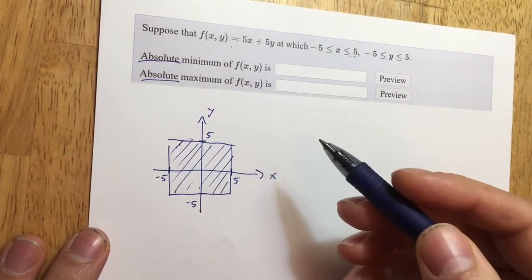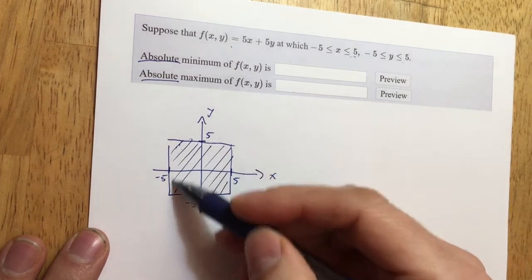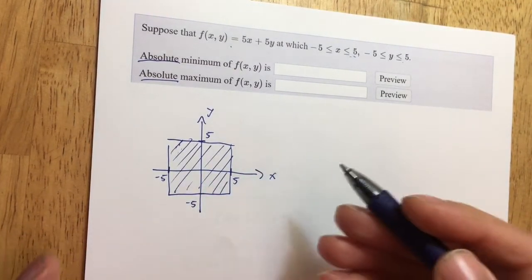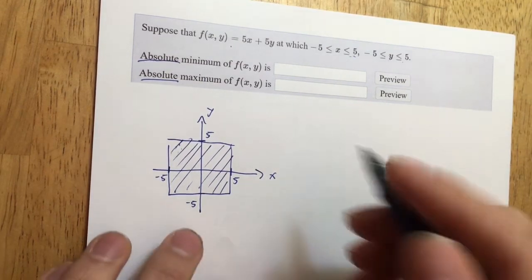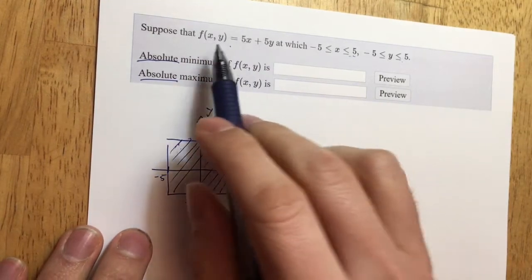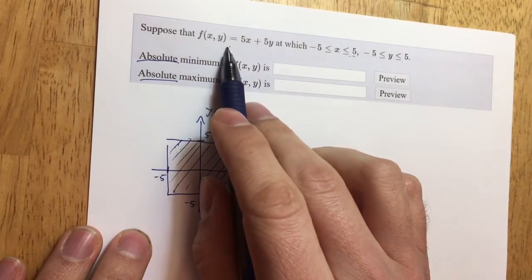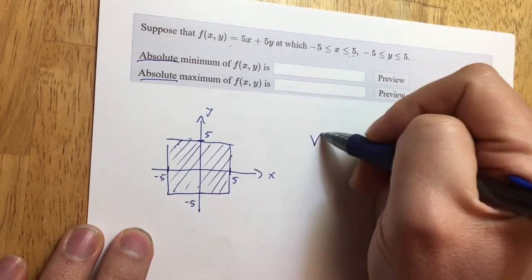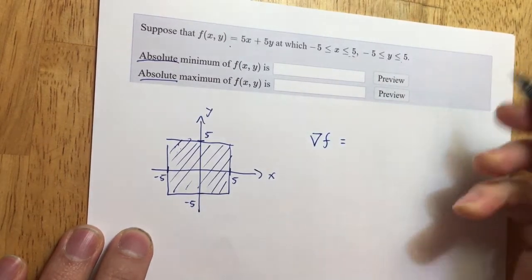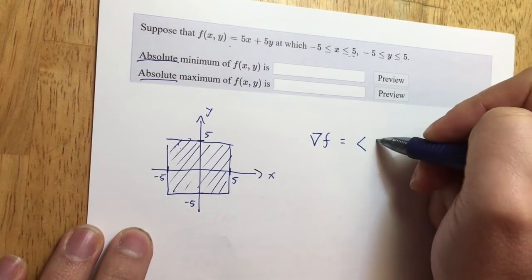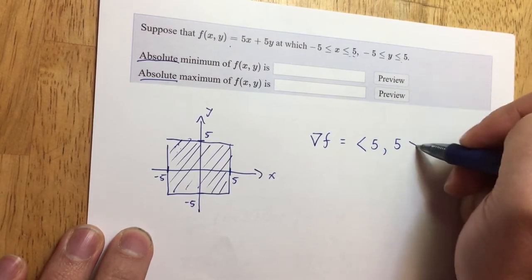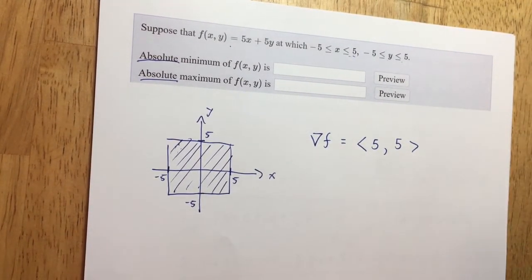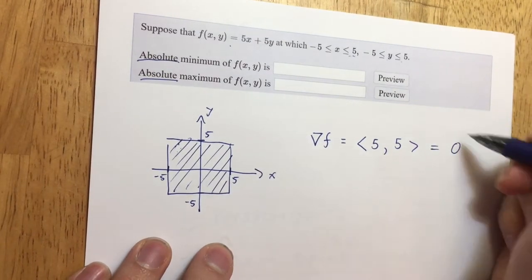You want to find out, could the function be the smallest on the inside? Well, if that's the case, that's going to be where the function has a local minimum or a local maximum, right? So to find that, we need to find where the gradient of the function is equal to 0. So let's compute the gradient of f here. The gradient of f is the x derivative, which is just 5 in this case, and the y derivative, which is 5 in this case. So where is that equal to 0?